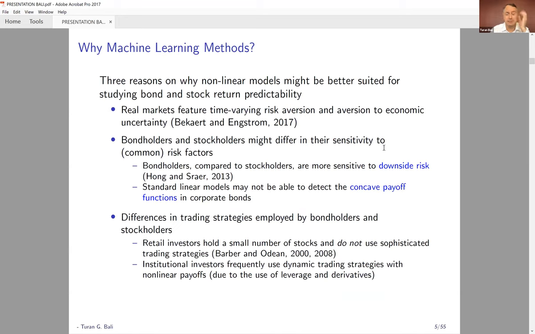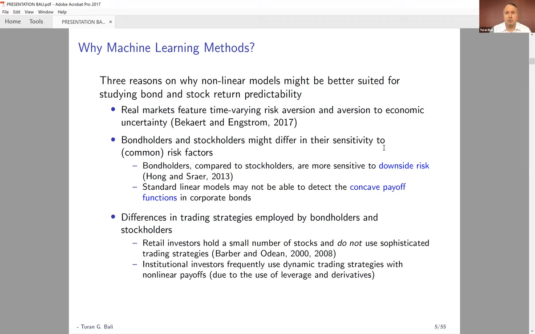So why machine learning methods? Well, several reasons. First of all, a series of papers by Geert Bekaert and others emphasize time-varying risk aversion and aversion to economic uncertainty. That makes expected returns a nonlinear function of risk and risk aversion. So that brings the concept of nonlinearity and hidden relationships. That's why we argue that standard linear models such as OLS will not be able to capture these nonlinearities. So machine learning models potentially will, that's our hypothesis at least, before I show it in tables. Machine learning models will be able to capture these nonlinearities.